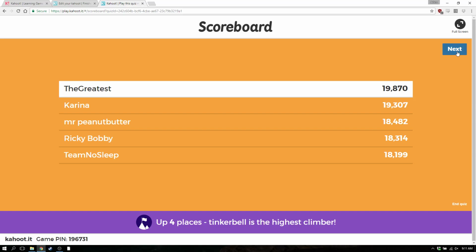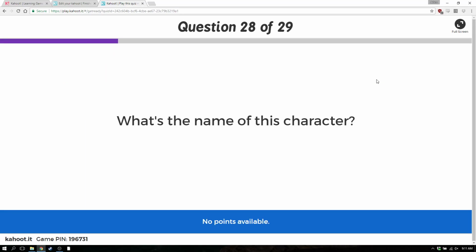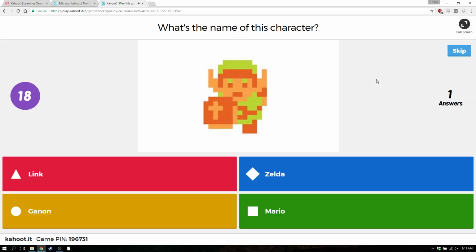All right, I think two questions left. What's the name of this character? No points for this one. Who could this be? Better hurry.